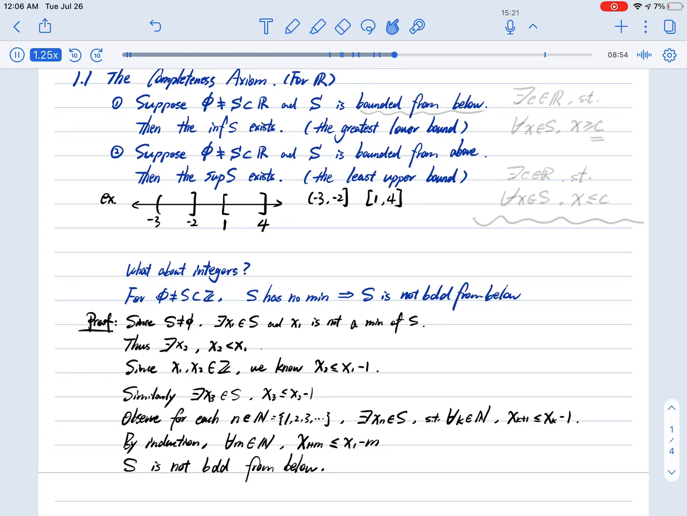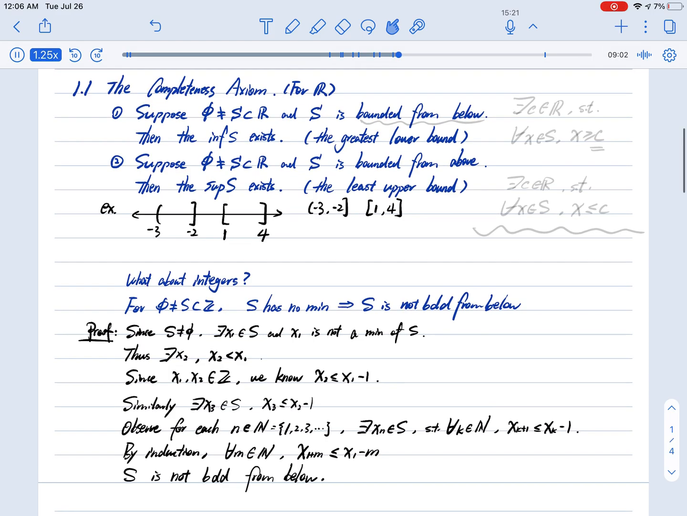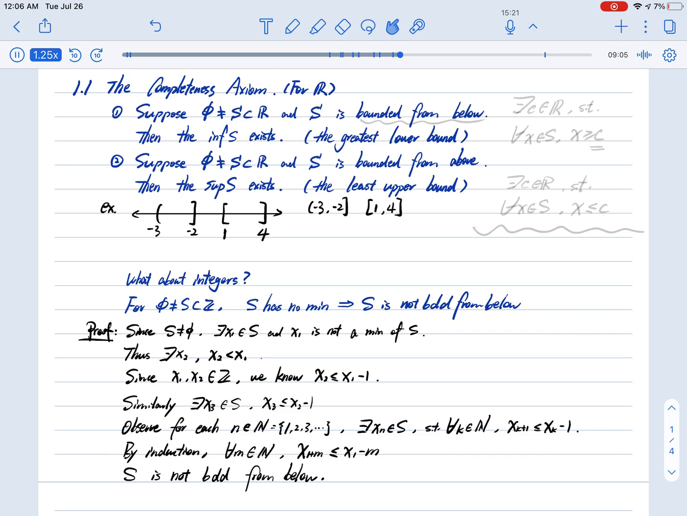Hello everyone, this is Gavin, and today we'll be talking about the first tool for analysis called the Completeness Axiom for the real numbers and even some of its consequences. It serves as a foundation of real analysis, especially for the boundedness of the real numbers and some of its subsets, for example, the integers.